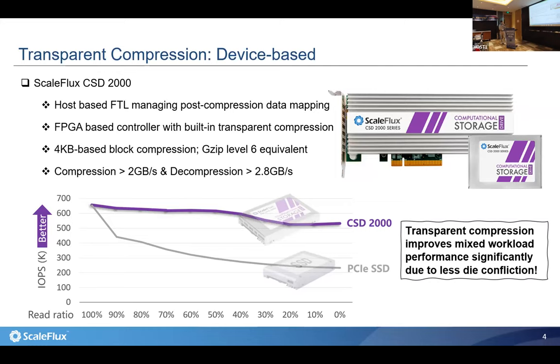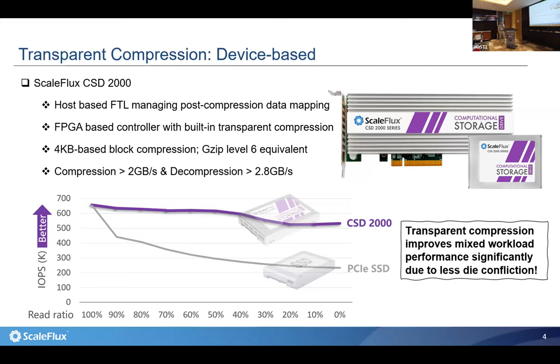And this figure shows the IOPS comparison of normal PCIe SSD and CSD2000 on different read ratios. The horizontal axis denotes the read ratio in the workload. The 100% read ratio means the workload is purely read, and the 0% read ratio means the workload is purely write. So as we can see from this figure, with the read ratio decreasing or the write ratio increasing, the performance gap between normal PCIe SSD and CSD2000 is increasing.